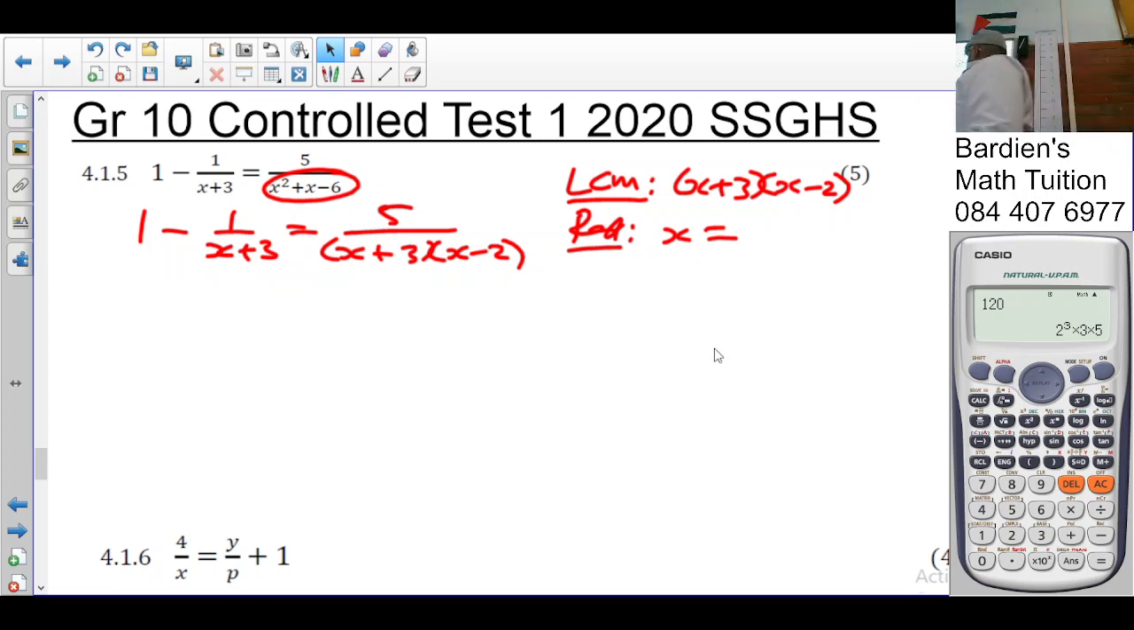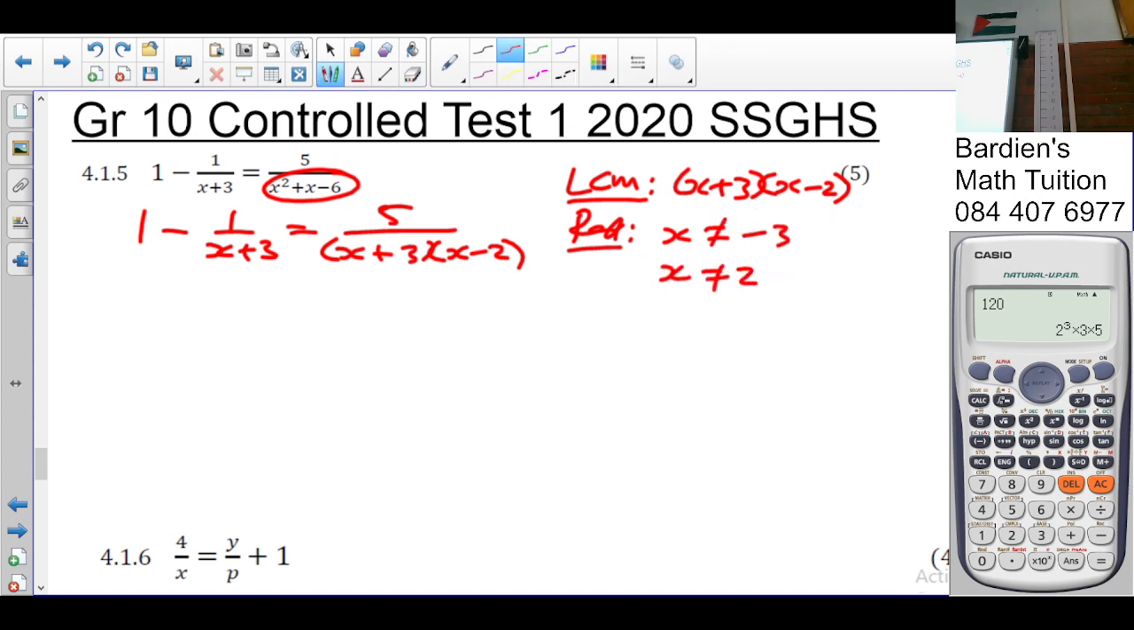So what's my restriction here? X can never be equal to negative 3, and x can never be equal to 2. So that's over 1. So what must this denominator be multiplied by? So it's 1 into x plus 3, x minus 2. This must be multiplied by x minus 2. This must be multiplied by.